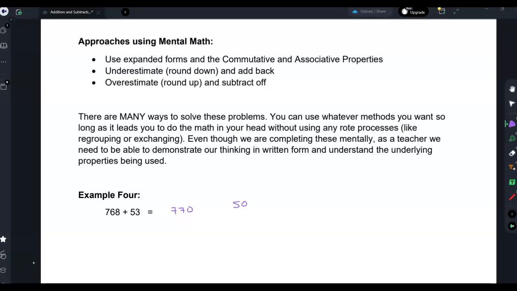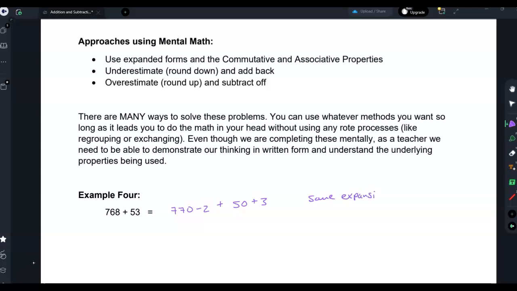So if you're like me and you're visual, then just hearing that is really hard, right? Even though I'm doing it mentally, just hearing it and not having anything to look at is hard to follow. So let's write that. What we were really doing is saying, okay, 770 is easier to add, but really 768 is 770 minus 2, right? And then 50 is easier to add, but really 53 is 50 plus 3. So this is doing some expansion.